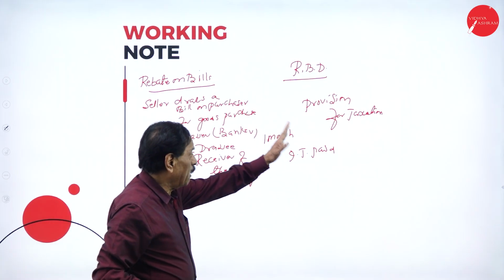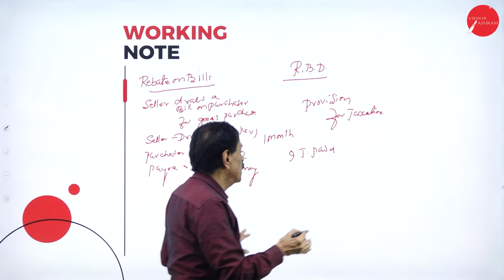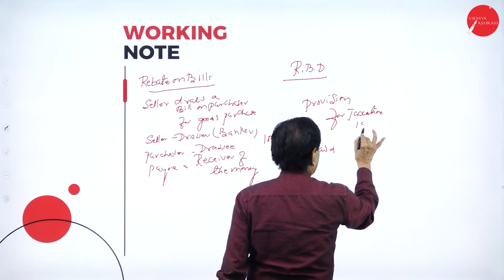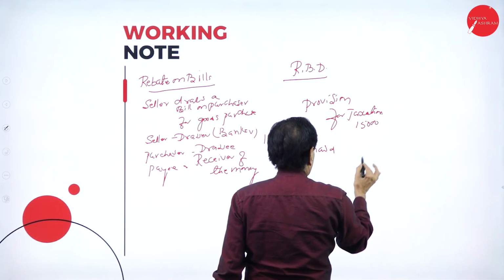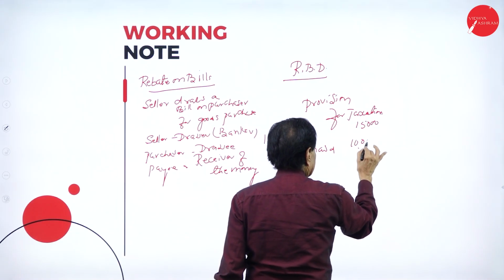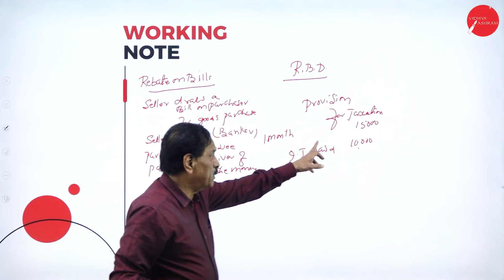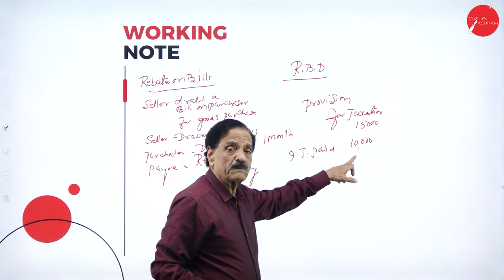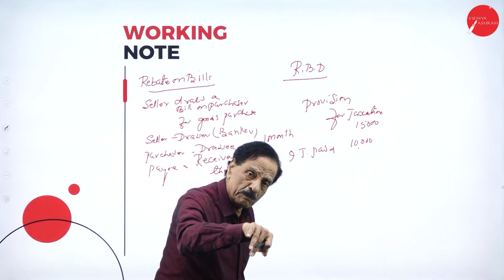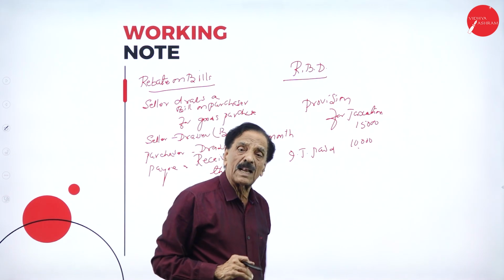By chance, if income tax paid is given in the trial balance, out of the provision for taxation, assume that provision for taxation is 15,000. Your income tax paid is 10,000. So while you are doing the other liability, provision for tax is 15, how much income tax paid? 10. Still, how much do you have to pay? 5,000 will come under other liability.